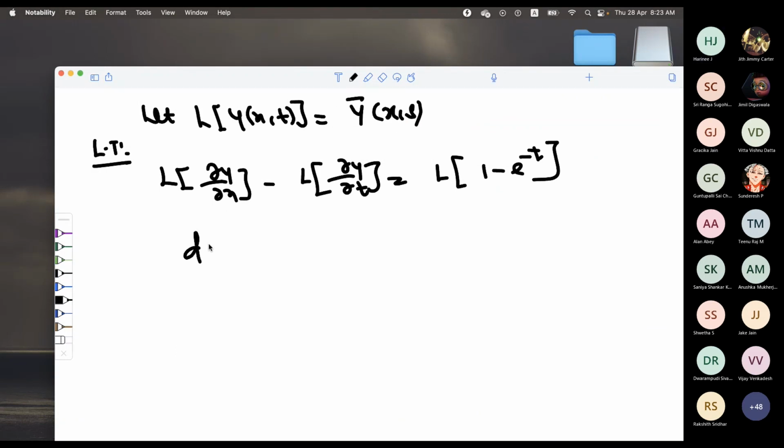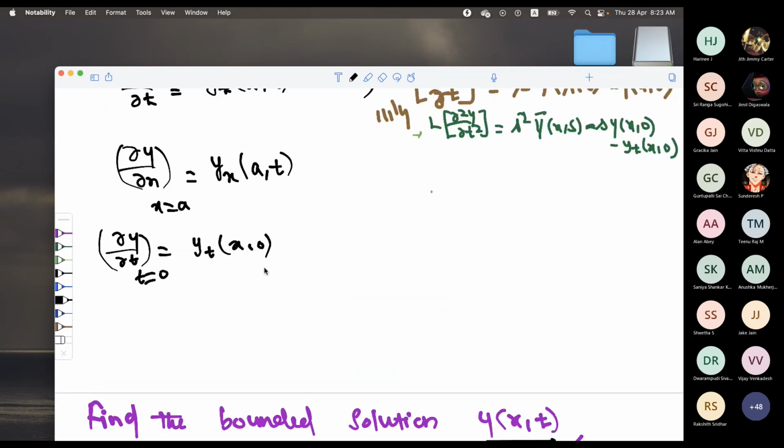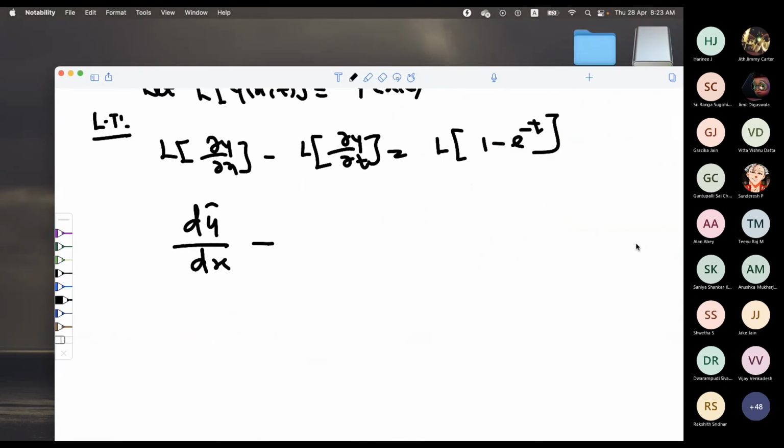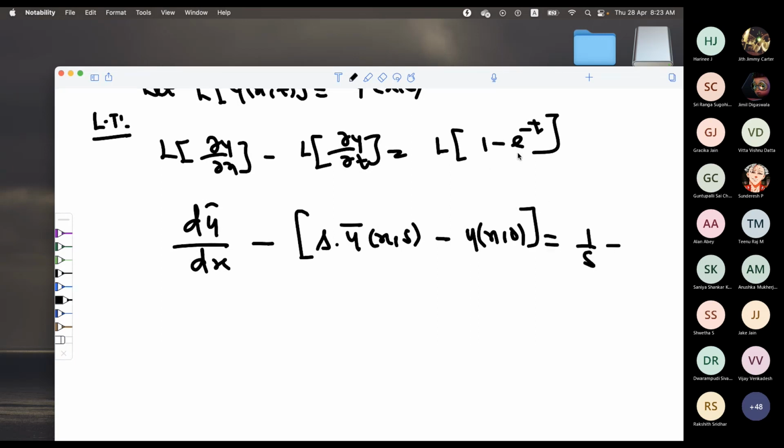Yes, sir. So it is dy bar by dx minus ∂y/∂t, the partial derivative of y with respect to t, means s into y bar minus y at x, 0, right? Okay, so here we are going to substitute the remaining thing. s into y bar of x comma s minus y of x comma 0, which equals the Laplace transform of 1, which is 1 by s, minus e raised to the power minus t, which means 1 divided by s plus 1.